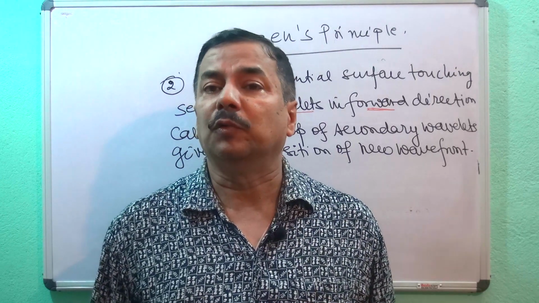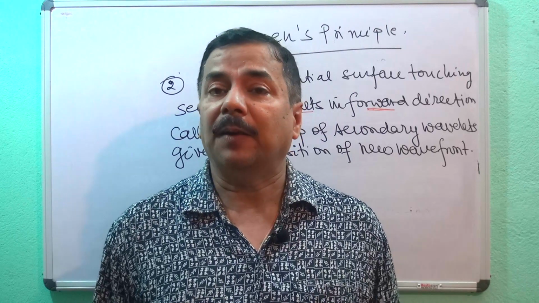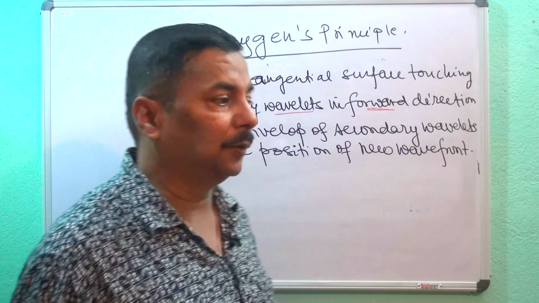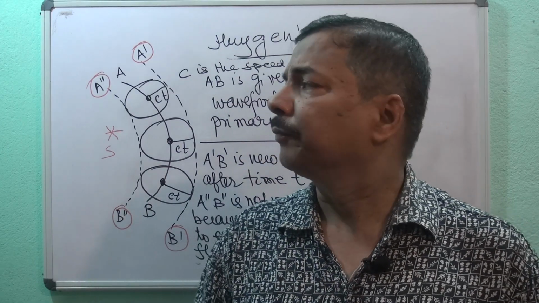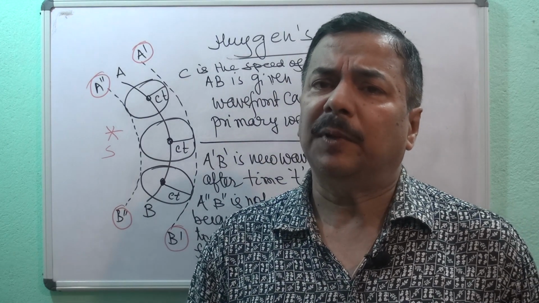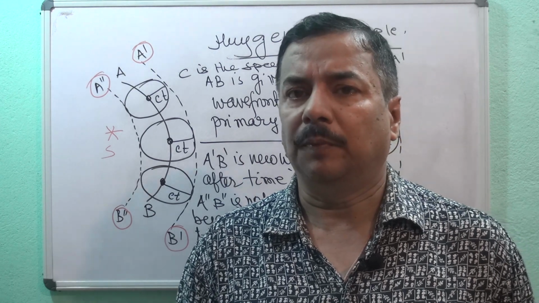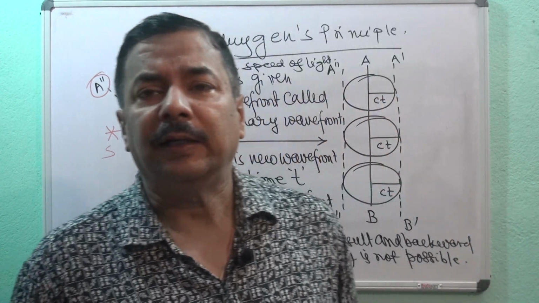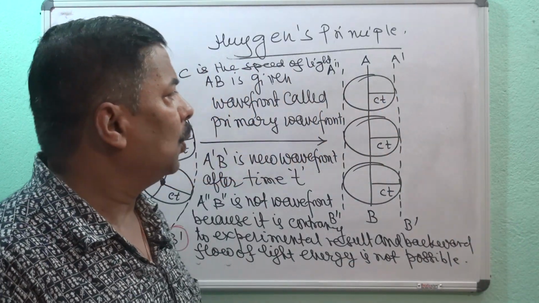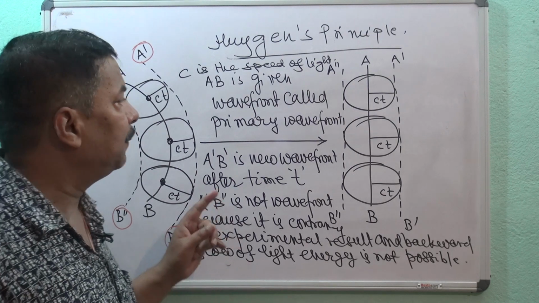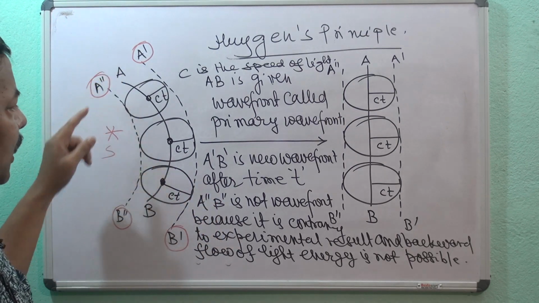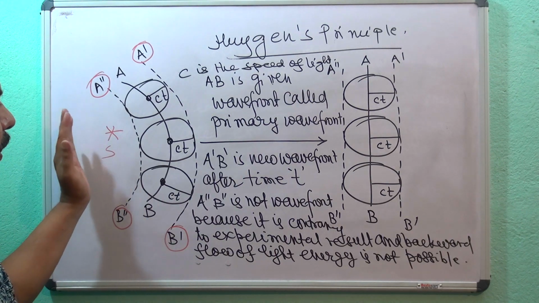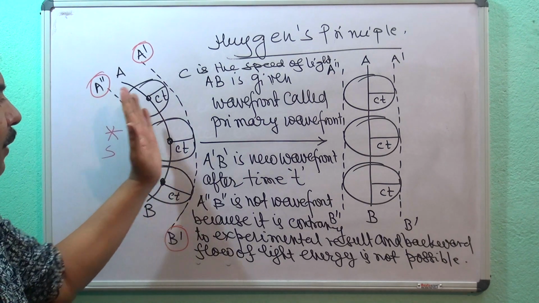So let us try to understand the diagrammatic explanation of the Huygens principle. First, see carefully that here is the source of light. This source of light is giving out a spherical wavefront.